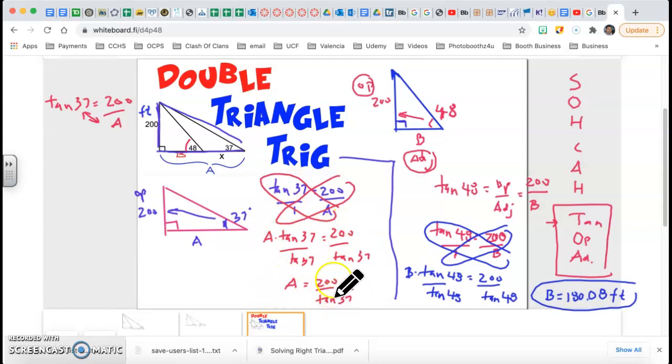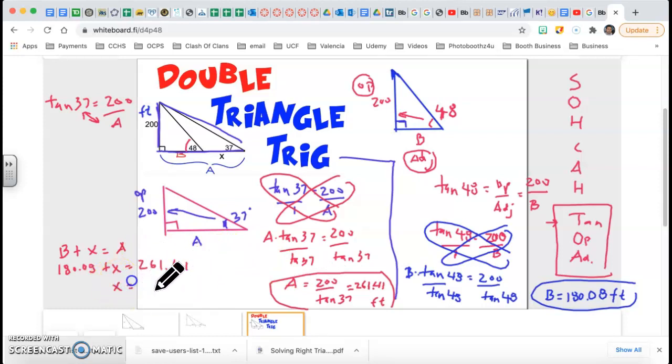Now 200 divided by tangent of 37. On my calculator, make sure you have it in degrees, I got 261.41, and we said we're going to use feet, and that's going to be my value of A. In case I got A and I got B, just in case they ask you for x, now you know that x comes from B plus x equals A. I got B, which is 180.08, plus x, which I have no idea how much is x, but I know the A value, which is 261.41.